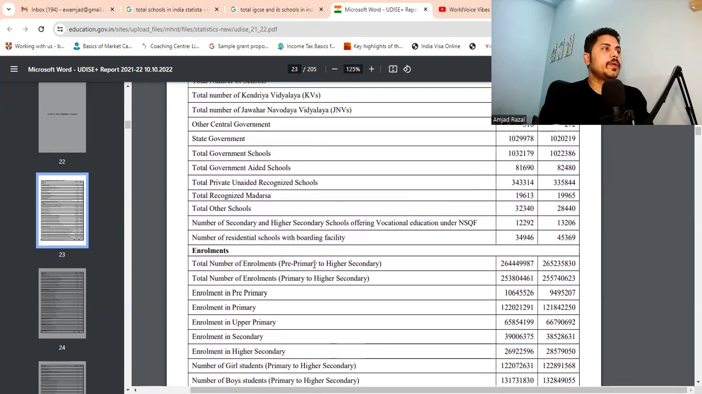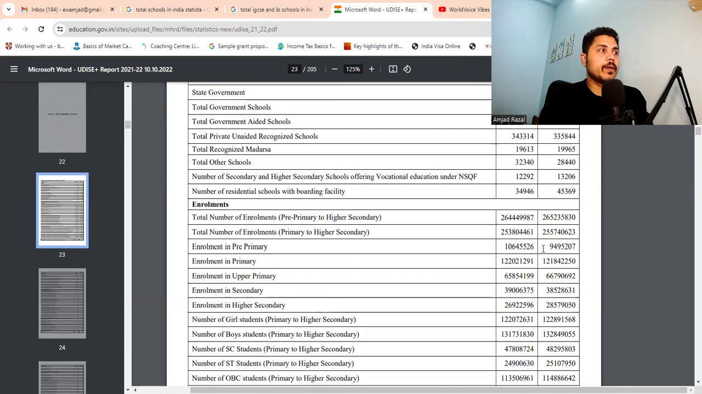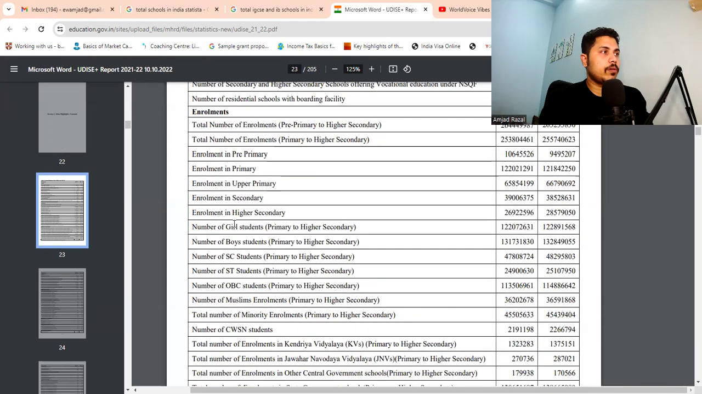Now, when you see the enrollment number from pre-primary to secondary, we have 26 crores 44 lakhs 49,987. And this is the total number of enrollments from primary to higher secondary. Enrollment in pre-primary, then primary, you have the number of boys and the number of girls. Again, a quick question: how are we so sure about this exact number? Even see the last digits.